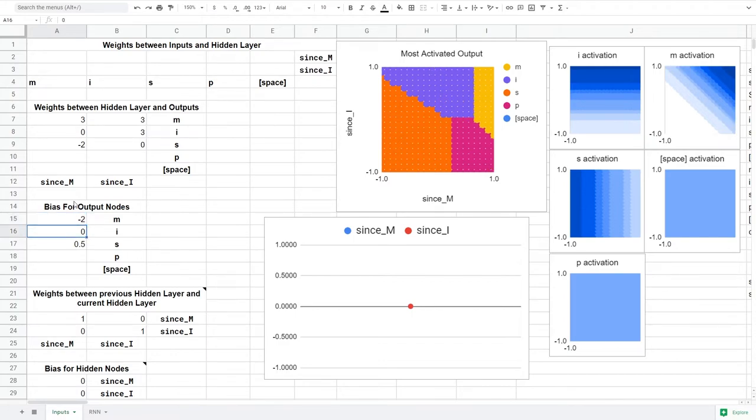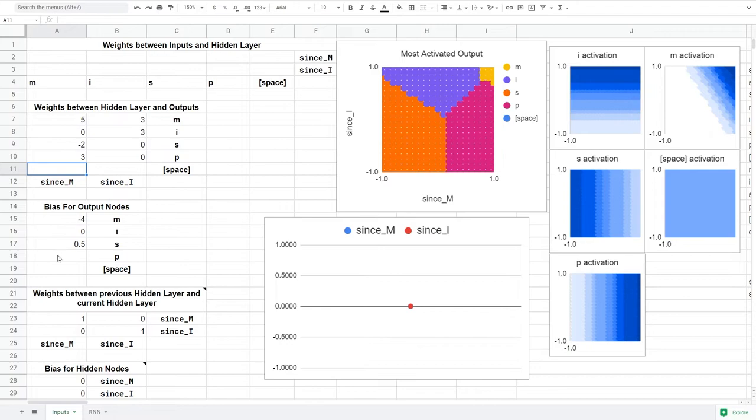From experimentation, I found that we need to make the area even smaller, so let's use 5 for since M and a bias of negative 4. The last two output nodes will be a bit trickier because they both occupy the same quadrant of our plot. Looking at the P node, we want it to be sort of the opposite of the S node, so let's use a positive value instead of a negative value.